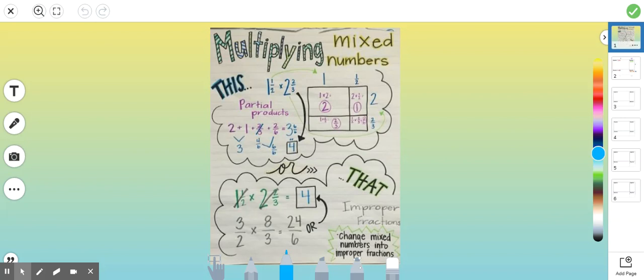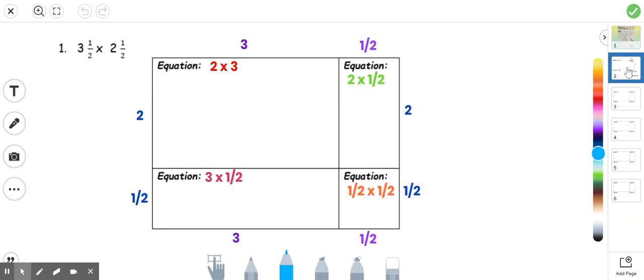So we are getting ready to start our last skill in our multiplying with fractions, and that is the thing we've been working for, multiplying mixed numbers. So this anchor chart is the first page in your work today, and it's going to kind of show you some different ways that you can solve this. So let's go ahead and launch our learning and do number 1 together.